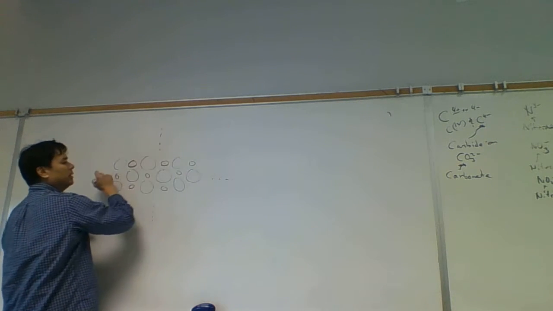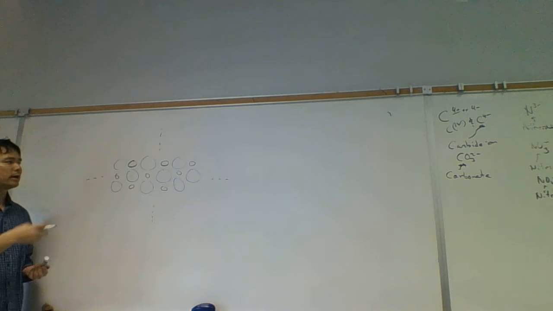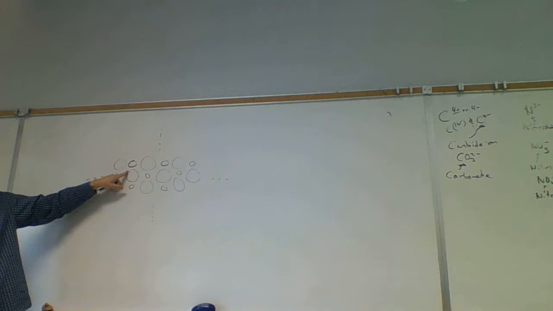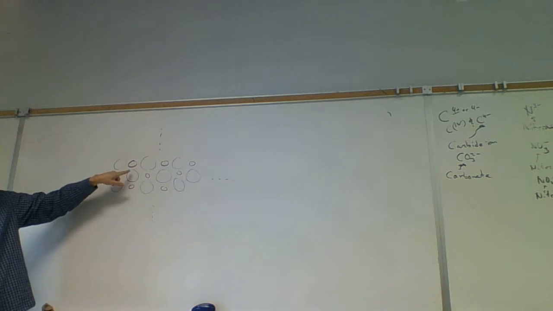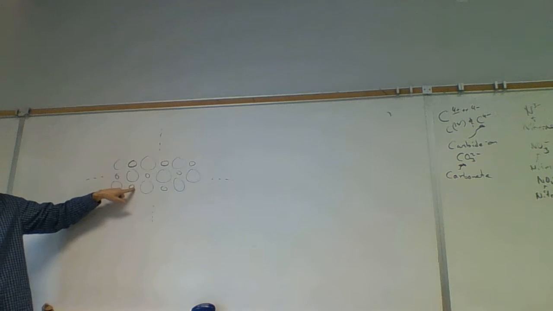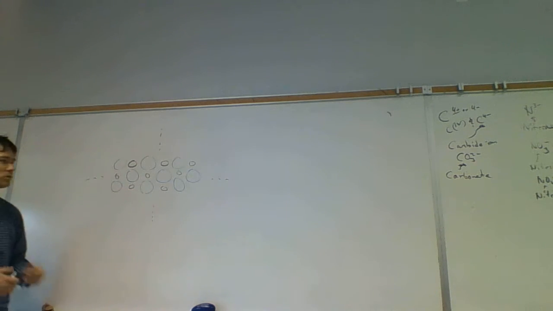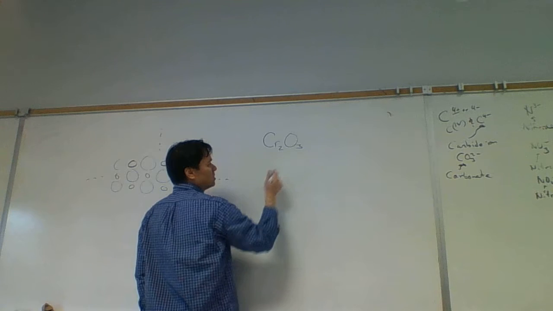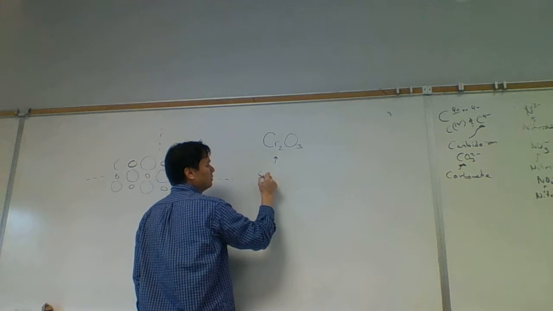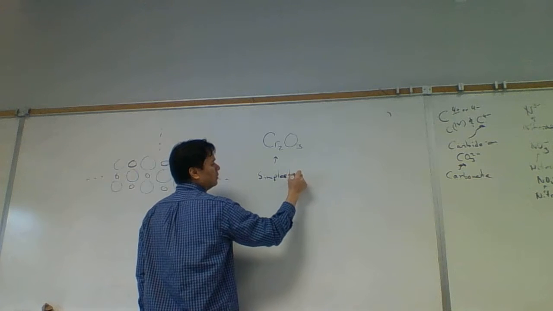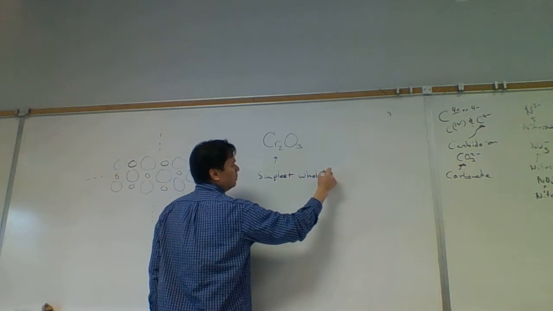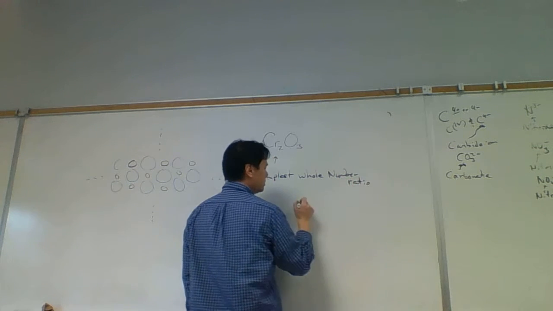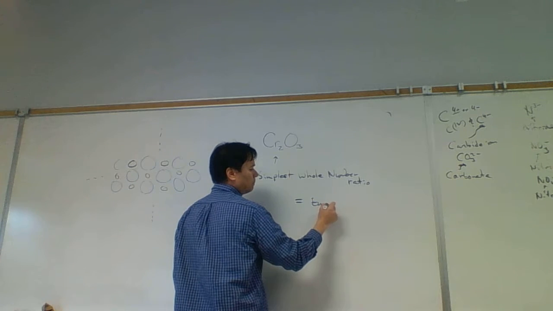In all dimensions, including coming out of the board and going back in. And so when you look at this, how do you write the formula for this? How you write the formula for something like this is you look at the simplest ratio. So for example, it depends on how many of these black ones we have and how many blue ones. But the simplest ratio turns out to be 2 chromiums for every 3 oxygens. So this is called the simplest whole number ratio, which is given the name, the empirical formula.